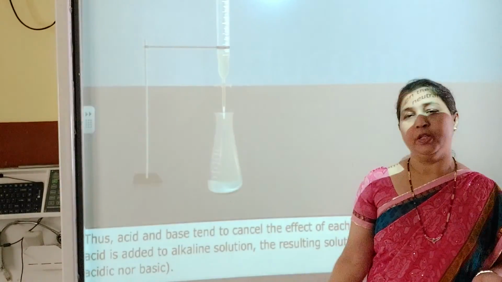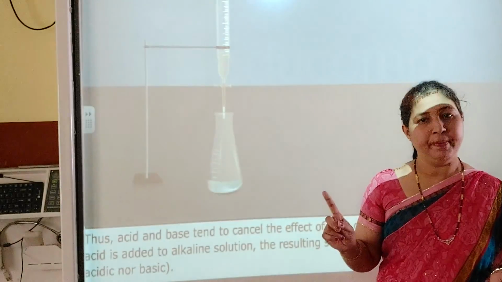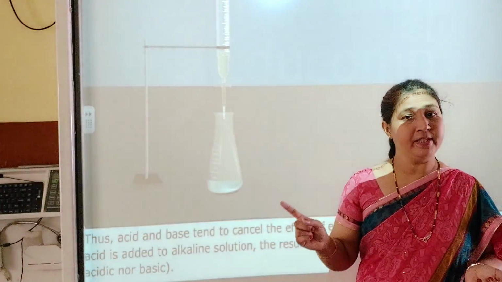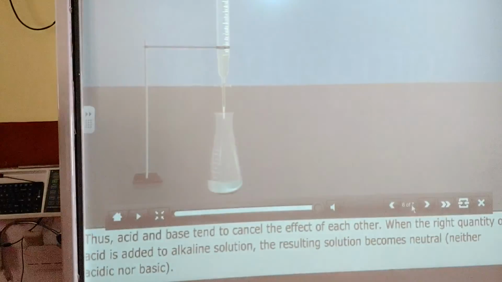So we have now studied what neutralization is. The reaction between an acid and a base is called neutralization. And what is evolved? Water plus salt, with heat.